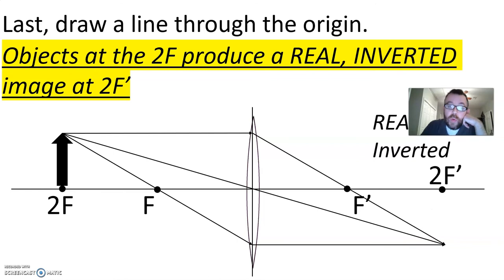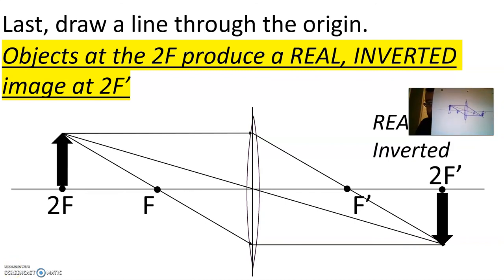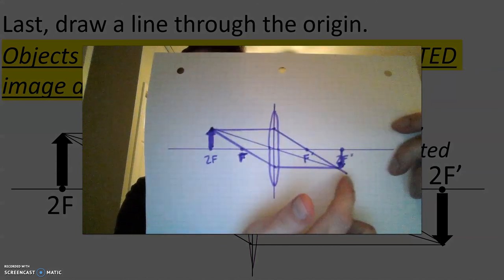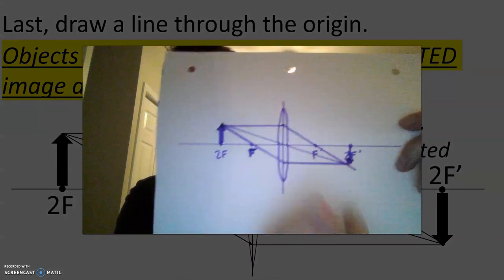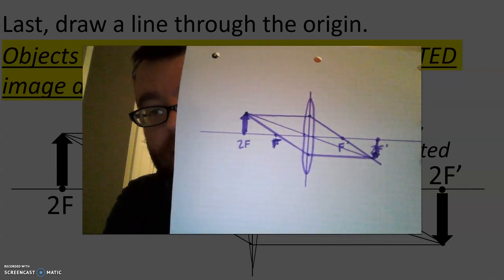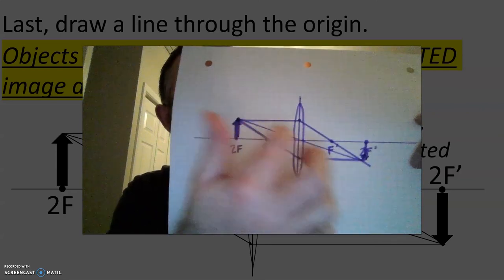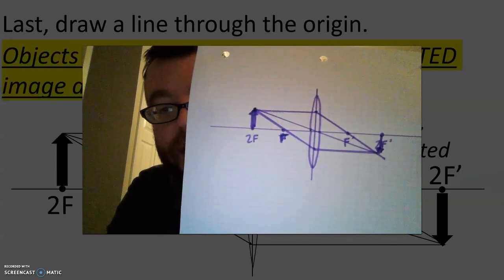Now, here's the important thing to know. Objects at 2F produce a real inverted image at 2F prime, and there it is. I'm going to go ahead and draw that in on mine so you can see what it should look like on your paper. All right, so I've got my image drawn in. I should have put this 2F prime up on the top, so mine's kind of ugly looking. Oh, and you've got my line right through the origin, and these all intersect at the same spot down and over here.